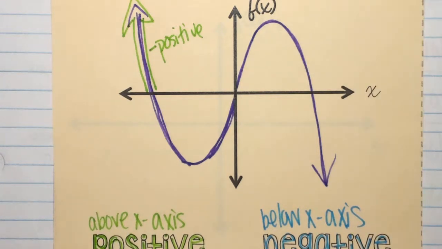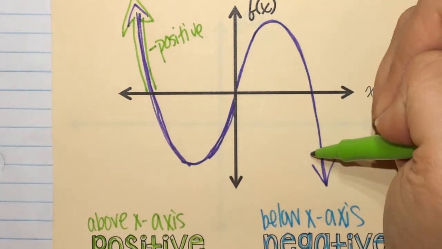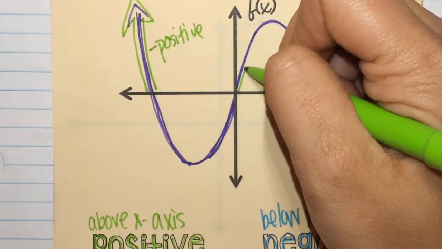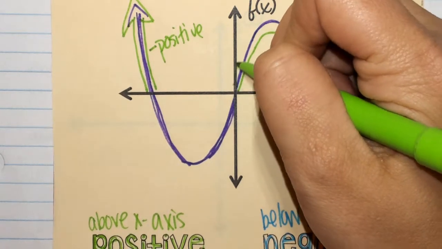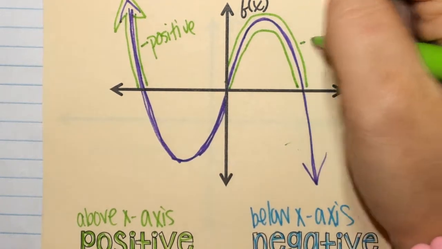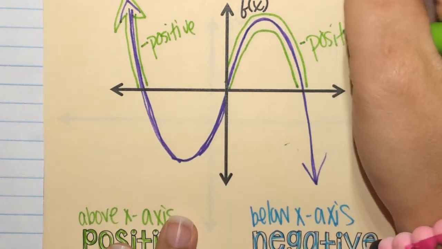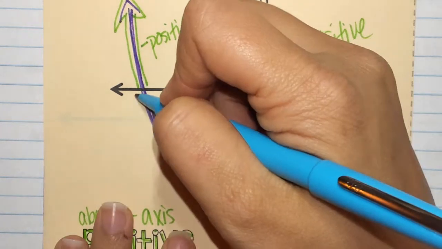Alright, now is there another positive part of our graph? Yes. On the right side, correct? Up here or down here? Up there. So let's outline this in green. Now, does it stop at the x-axis? Yes. So the bottom is going to be in blue. Why is the bottom in blue? The negative is below the x-axis.